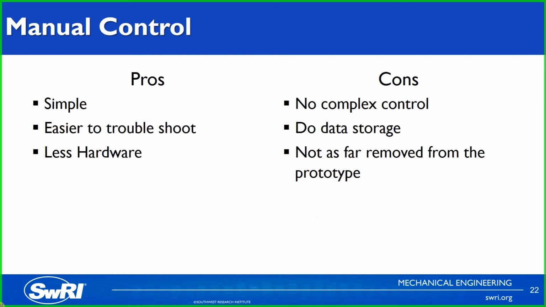Finally, manual control. Usually this is pretty simple, and it's a little easier to troubleshoot because you don't have to work through software issues. That also means you don't have to have a DAC, so there's less hardware. But the cons: you can't have complex controls like open this valve when this happens, or have additional safety features like that. If you're just doing gauges and dials, you don't have data storage, and it's a little harder to remove yourself from the prototype as you use these valves.